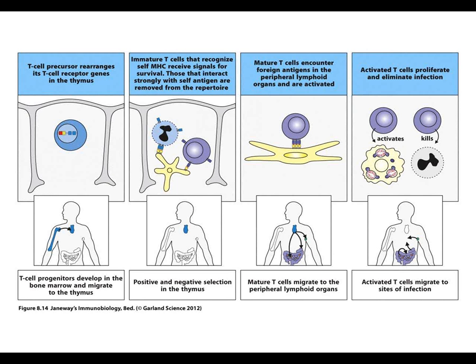Okay, so in broad strokes, what happens, you get the T cell precursor, it rearranges its genes, you get a functional T cell receptor, undergoes positive and negative selection. It goes out to the periphery, it finds antigen, and then is activated if it recognizes antigen.